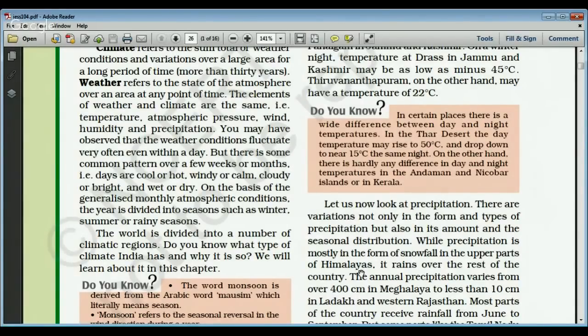This happens because of the continentality effect, because land releases heat very fast, and land can also be heated very fast. For this reason, the Thar desert is located in the interior of India, completely inside the land, and that is why, because of the continentality effect, these types of regions may rise up to 50 degrees Celsius, and then they can drop down to 15 degrees also.